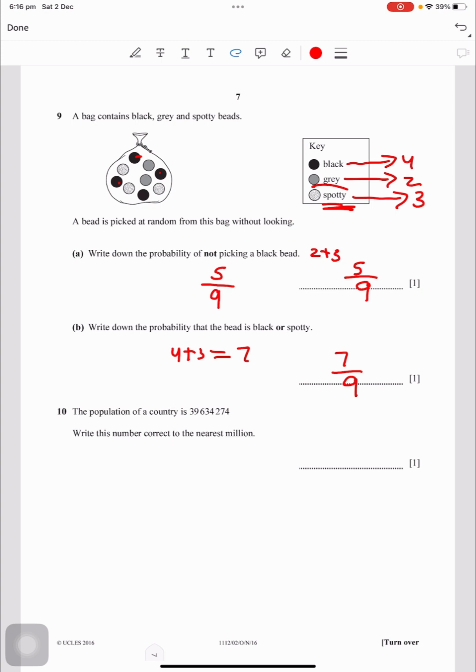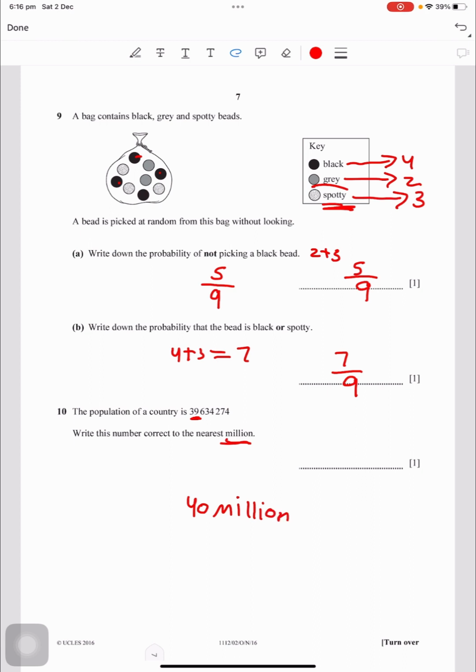The population of a country is this. Okay, so this is the number. So write the number correct to the nearest million. So what we need to do is we need to round this to the nearest million. So let's see, right here, yes, this number right here, 9, is at the millions place. So we need to round this, so this will become 40 million.